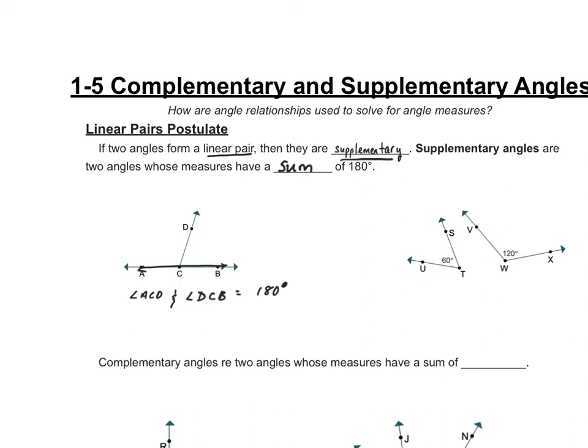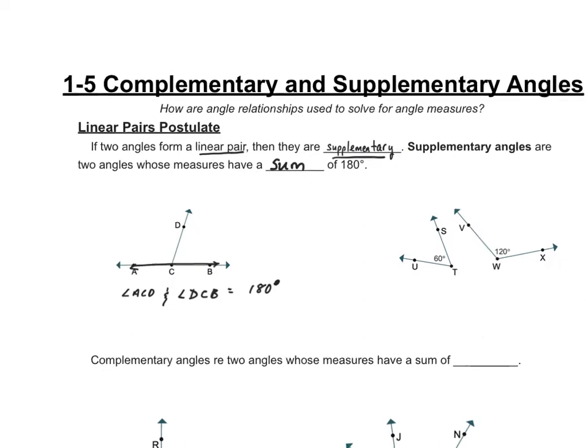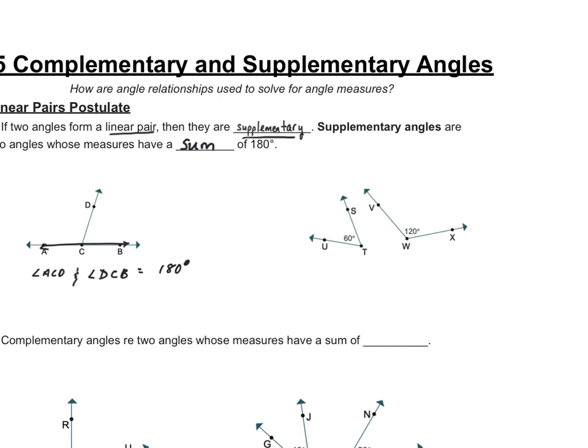Now with that, I will say that those two are linear pairs. They have a side in common, and they're adjacent angles, and they are supplementary. But our angles do not actually have to be adjacent or touching in order to be supplementary. It is two angles that, when we add them together, form 180 degrees.